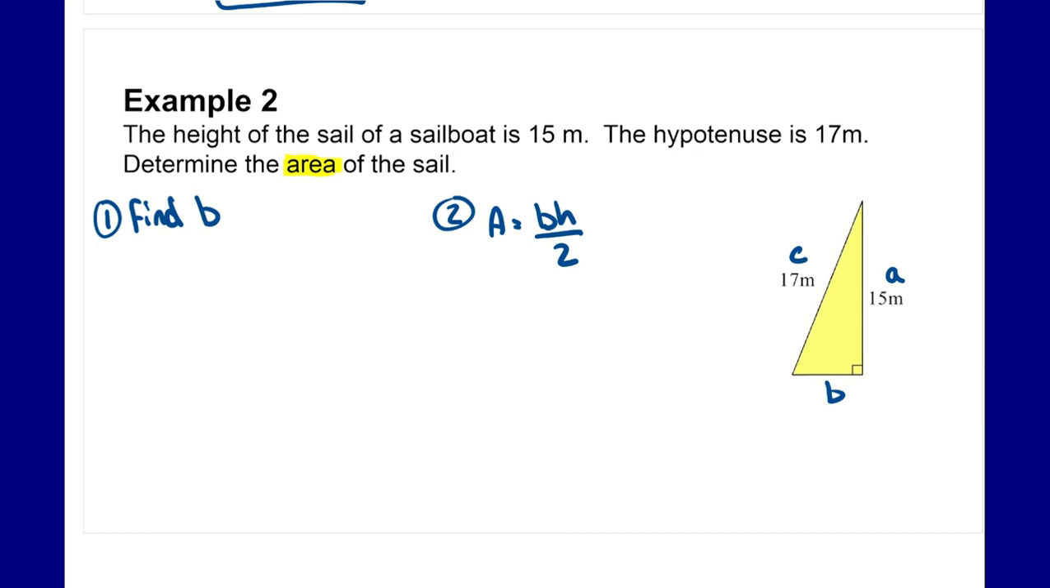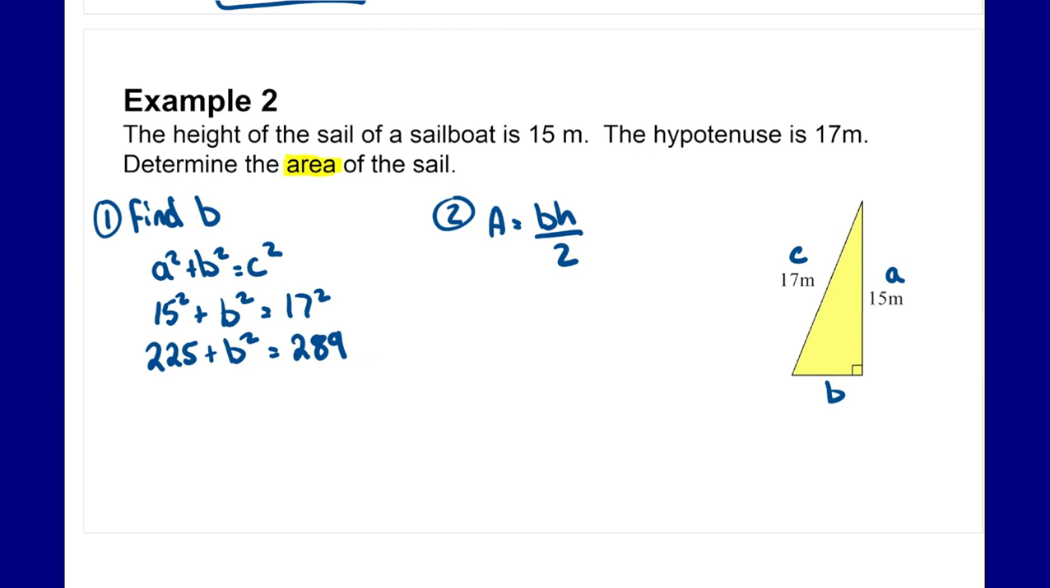Now, we're going to plug it into our formula. So A squared plus B squared equals C squared, right? That's our sum of squares formula. I'm going to plug in the values that I know. So A is 15, so 15 squared plus B squared I'm going to leave because I don't know what it is. And it's going to equal 17 squared. I'm going to expand or simplify my exponents. So 15 squared is 225 plus B squared I'm going to leave because I can't do anything with that. And 17 squared is 289.